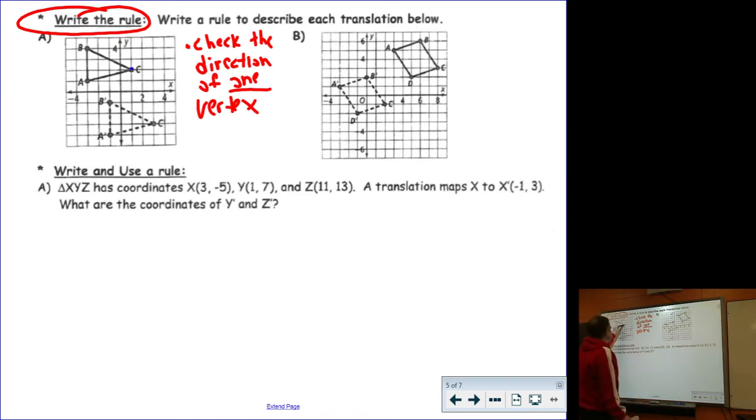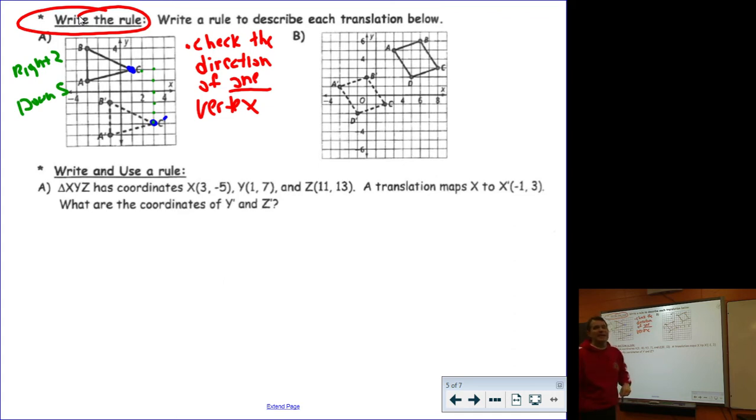I'm going to look at vertex C. Now, you can't see it, but this is C prime. You can see the A prime and the B prime better. So I want to see what happened. Let's see. It looks like it goes 2 to the right, and then 1, 2, 3, 4, 5. 2 right, and then down 5.